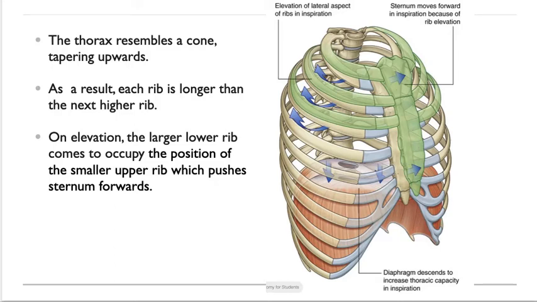The thorax resembles a cone tapering upwards, as a result of which each rib is longer than the next higher rib. As you can see over here, each rib is longer than the next higher rib on elevation. The larger lower rib comes to occupy the position of the smaller upper rib, which pushes the sternum forward. You can see the sternum is getting pushed forward.